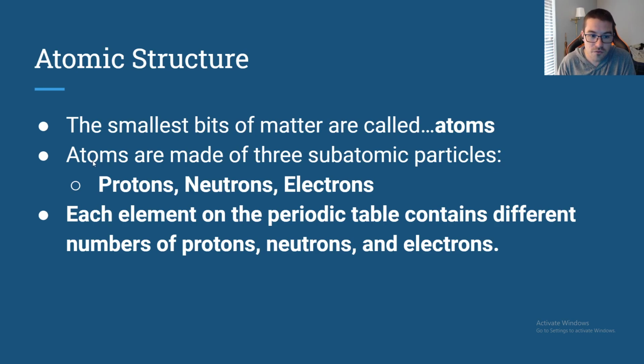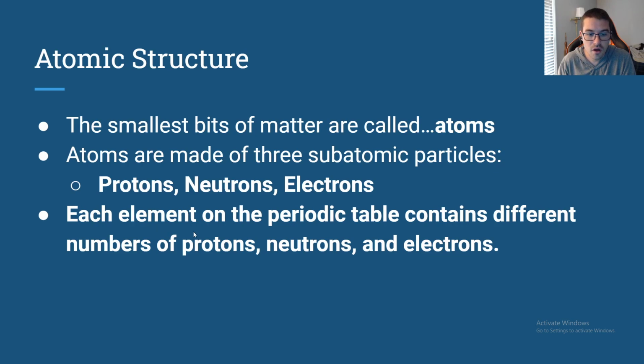Atoms themselves are made of 3 subatomic particles. Okay, subatomic means smaller than atoms. So they're made of 3 particles. All atoms that exist are only made of these 3 things. And you've probably heard of these before: protons, neutrons, and electrons.